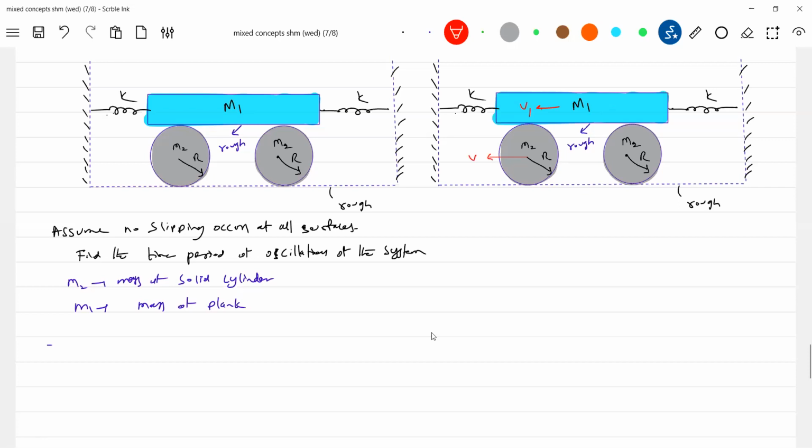Why will they have velocity like this? If you displace towards the right, the spring force will act in this direction. Let x1 be the displacement. I displace the plank towards the right, so this will be compressed, this will be elongated. So 2kx1 is acting, and it wants to move towards the left. So the friction here will be in this direction. Then the friction here will be in this direction.